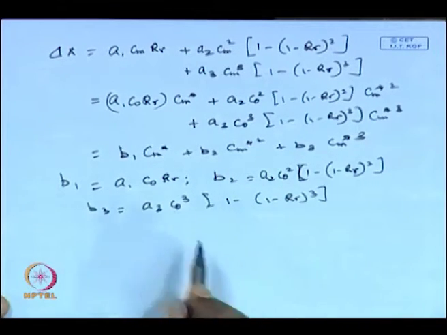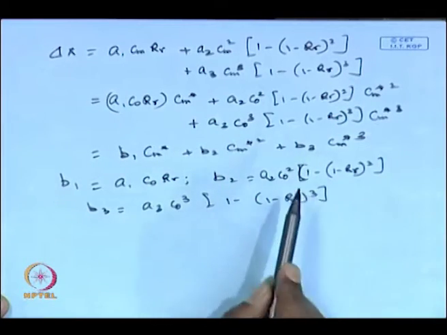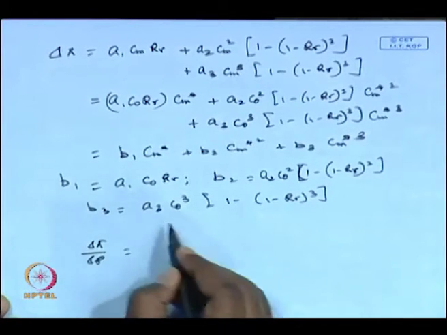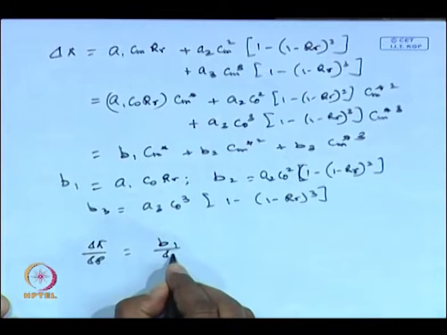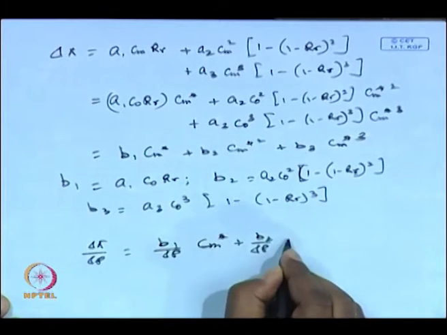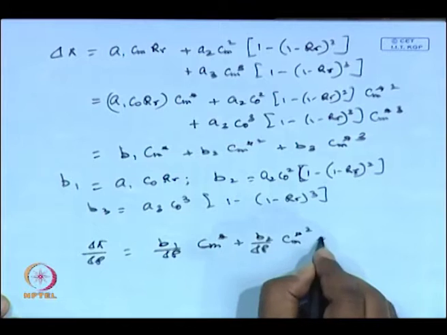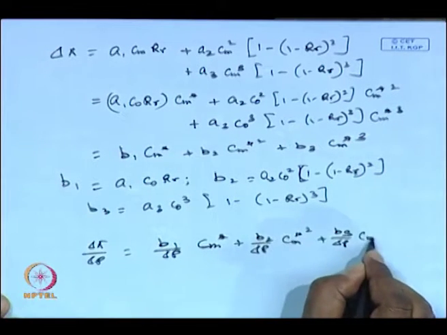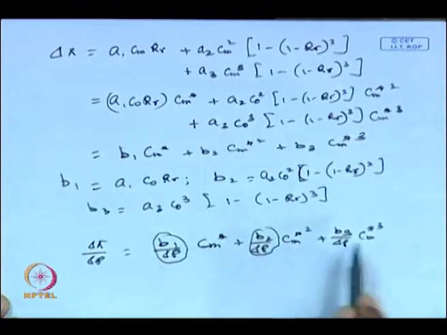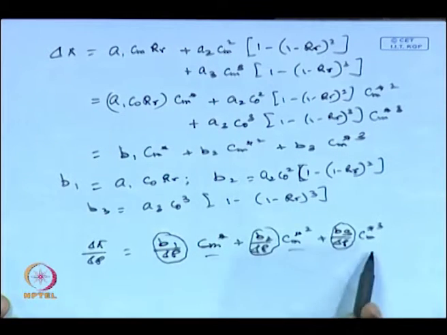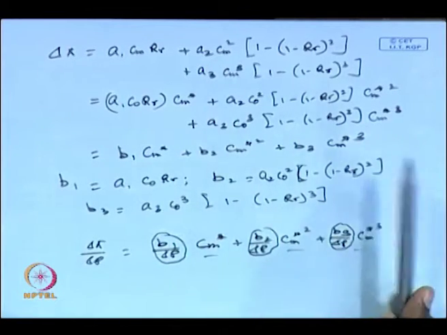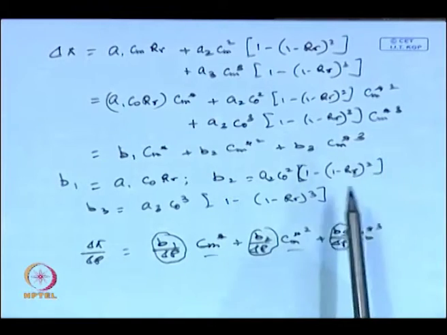So, this is a convenient way to express delta pi in terms of Cm star only, and delta pi by delta P will be nothing but B1 by delta P times Cm star plus B2 by delta P times Cm star square plus B3 by delta P times Cm star cube. Each of these becomes a non-dimensional number, and all the variables are non-dimensional. So the whole thing becomes non-dimensional, and your osmotic pressure difference can be expressed in terms of Cm star only. That is how the derivation goes.